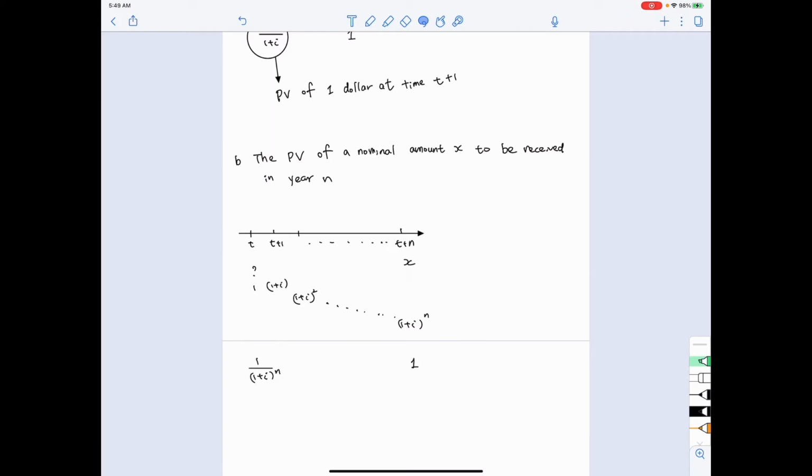Therefore, if you want to have $1 by the time t plus n, how much do you need to put in the bank n periods before? The answer is 1 over 1 plus I to the power of n. So we call this term again the present value of the nominal amount x to be received in year n. And this is the formula that we need to use when we want to compute the present value.